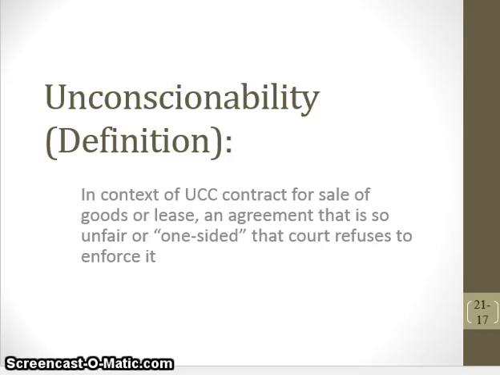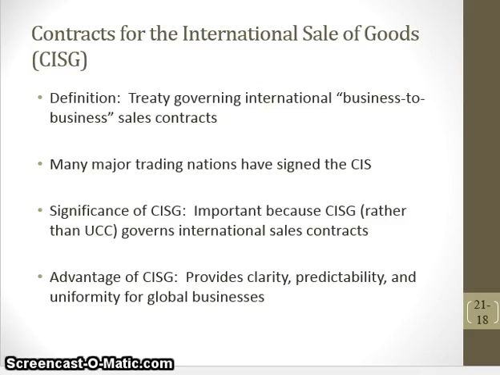Finally, unconscionability in the context of a UCC is where the contract is extremely one-sided, and so then the court is going to refuse to enforce that. And then finally, contracts for the international sale of goods, the CISG. This is an international agreement. It's a treaty. It must be signed. It governs international business-to-business sales contracts. So it does what the UCC does domestically, the CISG does internationally. It will govern international sales contracts between nations who are signatories to it.